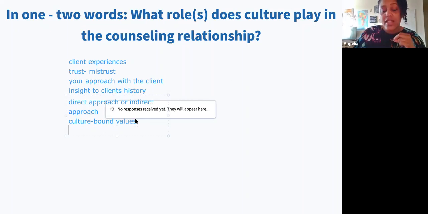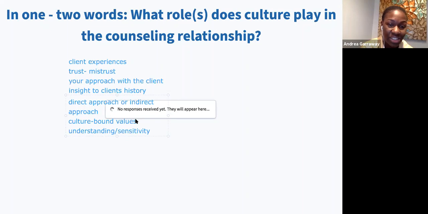Understanding, sensitivity, comfort. Yes, yes. I've been in counseling situations where I heard a client express not having to explain the why behind the why, knowing that that person gets them because they may share or reflect some of their cultural values. So that comfortability is definitely important. Yes, Lacey. We have one more: individual versus collective cultural values.